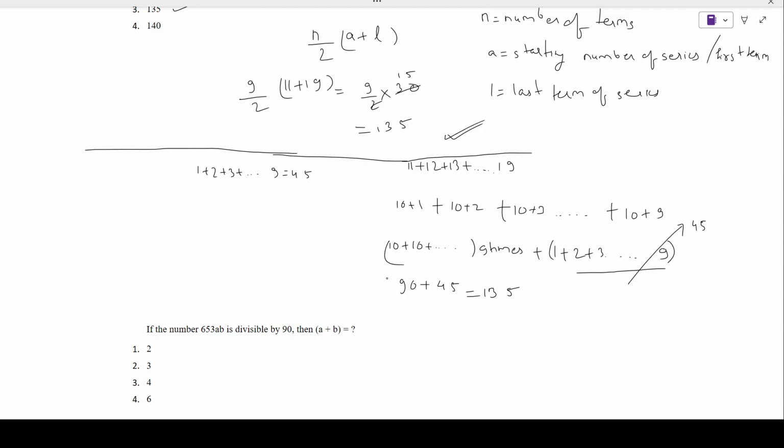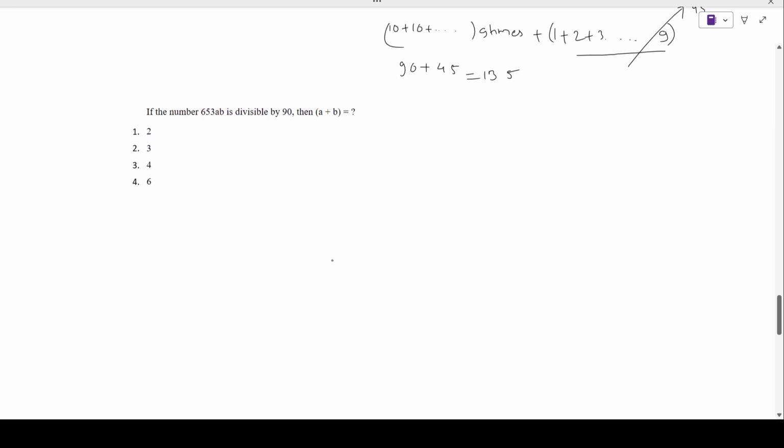There are two ways to solve this. The second way, you have to learn this because sometimes you have to break the series in such a format that you get the previous series which is given in the question. Now moving on to the next question.